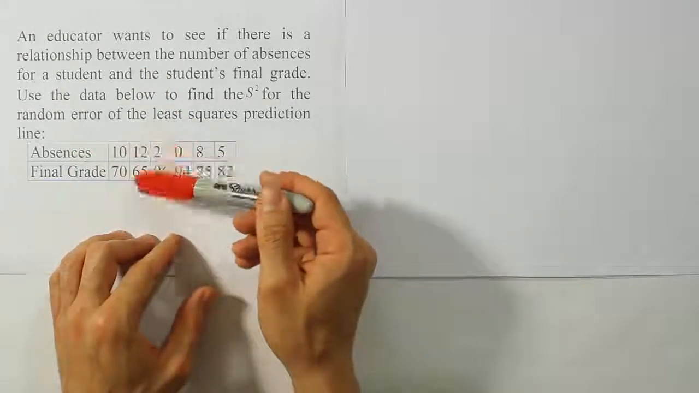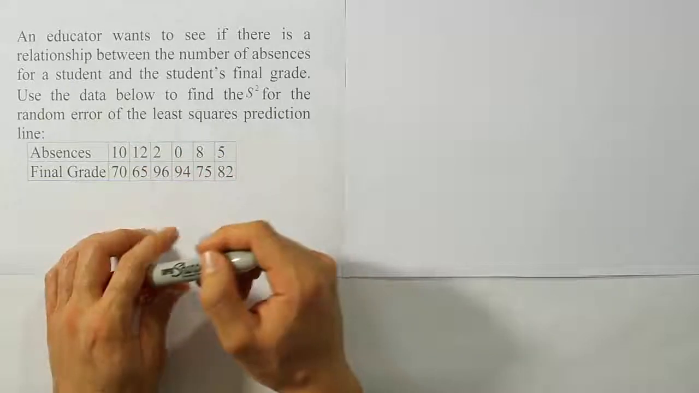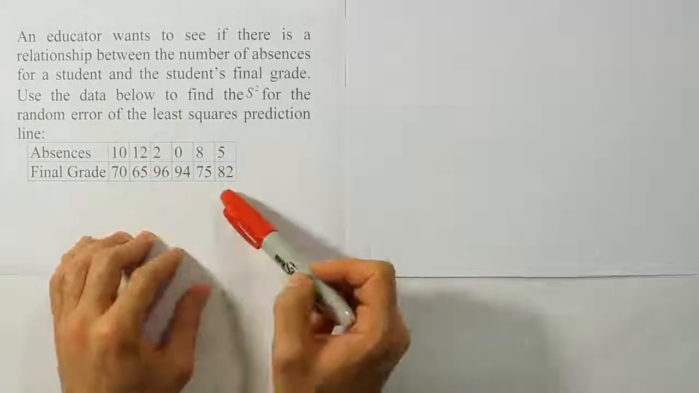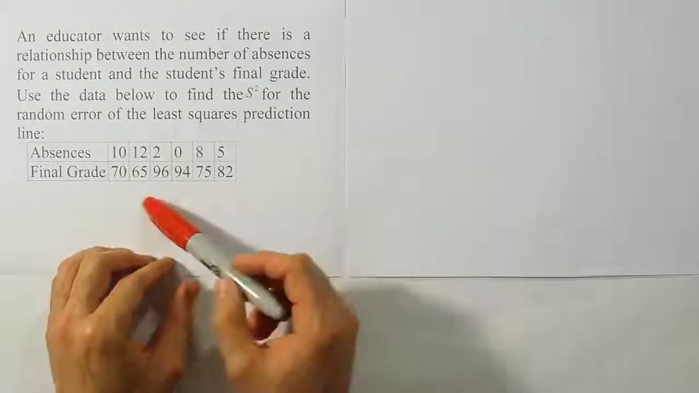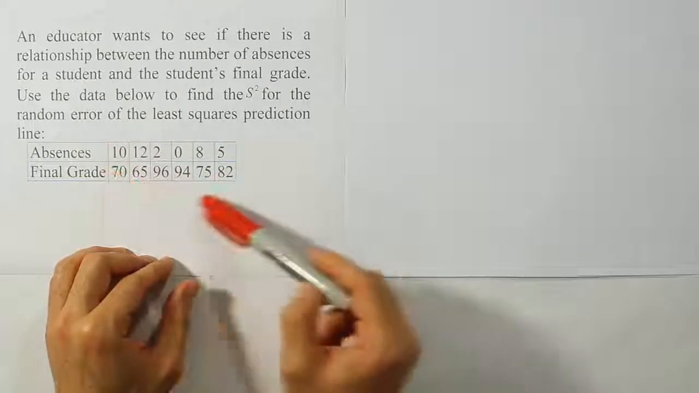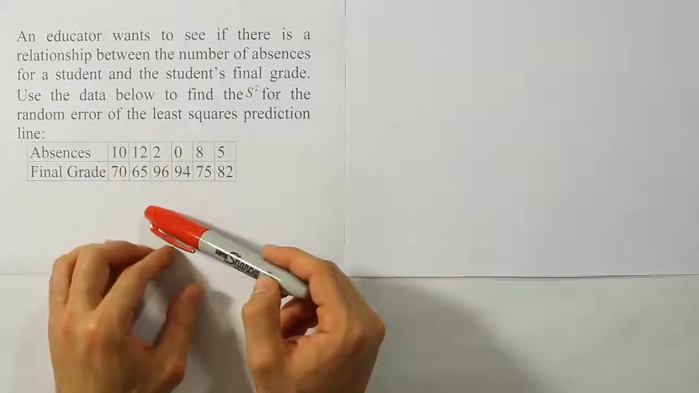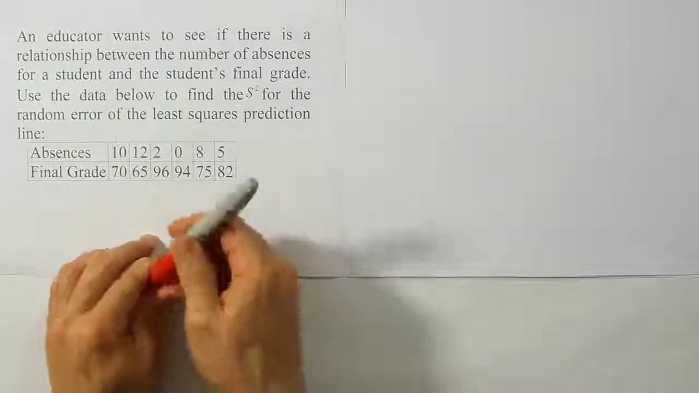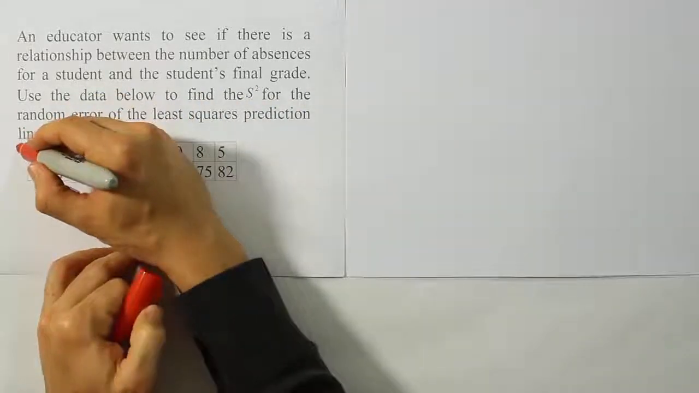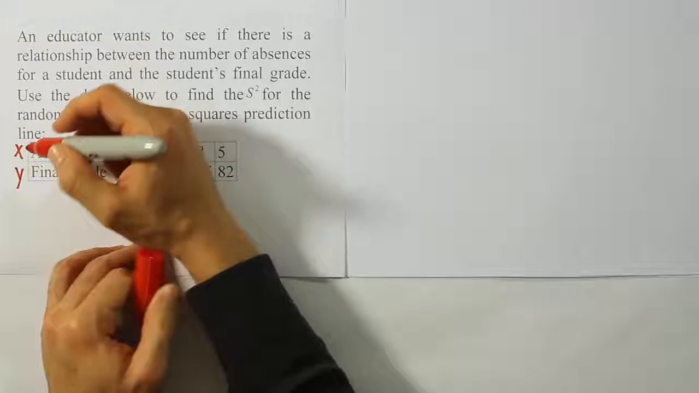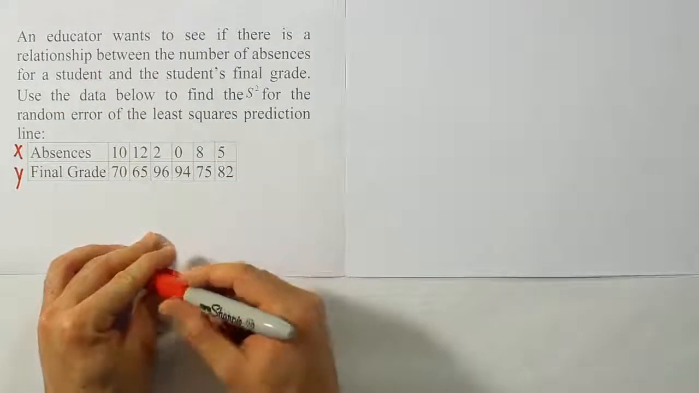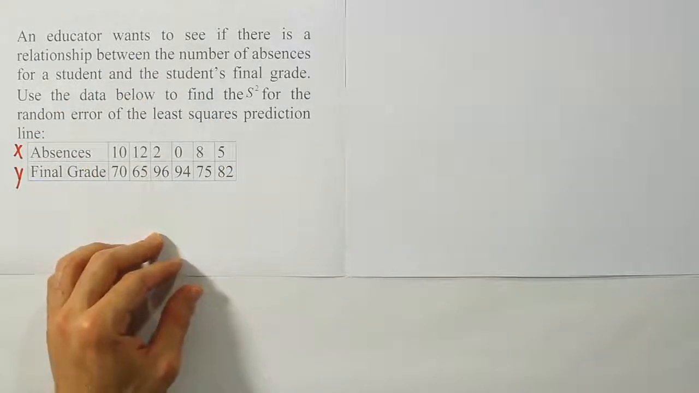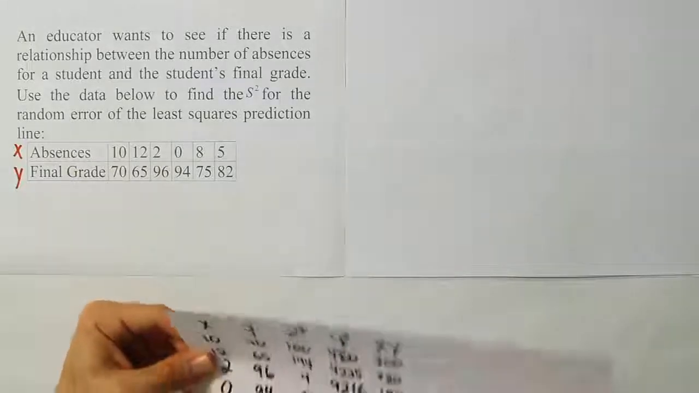There are 6 pairs of values, right? And the very first thing we need to do is get the summary values that we normally have from a layout of data like this. What I mean by summary values is we want to create an X column. In this case, we'll let the absences be the X, and we're going to let the final grade be the Y, because we want to predict final grades from absences, right? And so the first step is to do some summary information.